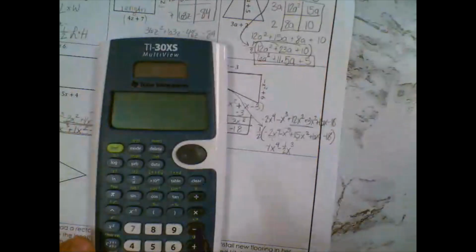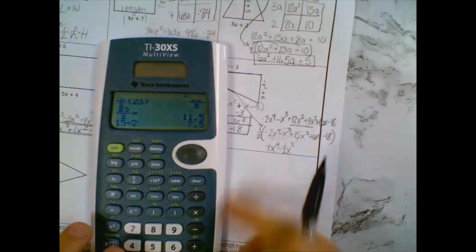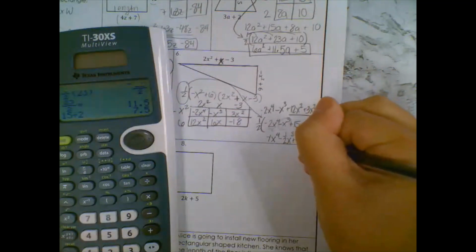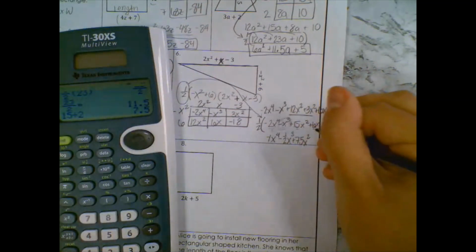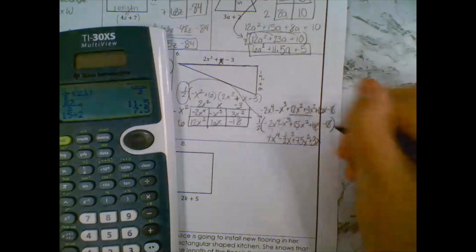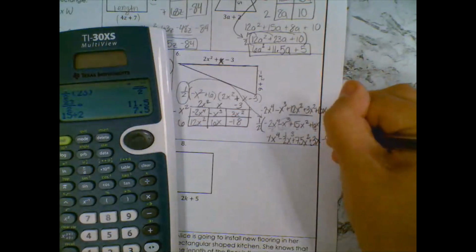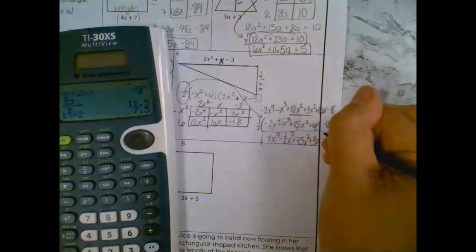Same thing here. 15 divided by 2. We're taking half of 15. That's 7.5. So they're not always going to be pretty. 6 divided by 2, that's 3, so 3x. 18 divided by 2, minus 9.